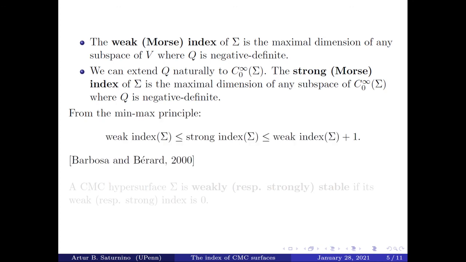Now, just from the min-max principle, one can show that the weak index is less than or equal to the strong index, but the strong index can't be that much larger than the weak index. It's at most the weak index plus 1. And it turns out that in many non-compact cases, the strong index is equal to the weak index, by a result from Barbosa and Bérard. Finally, we say that a CMC surface sigma is weakly stable if its weak index is 0, and respectively we say it's strongly stable if its strong index is 0.